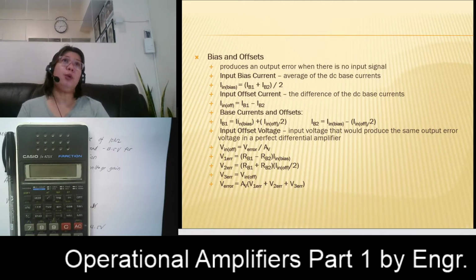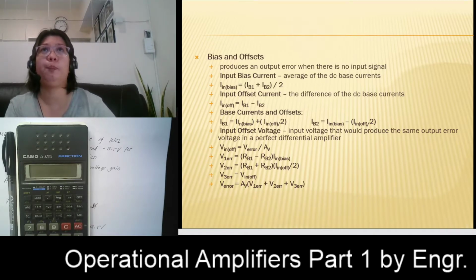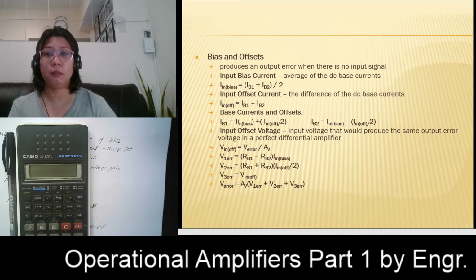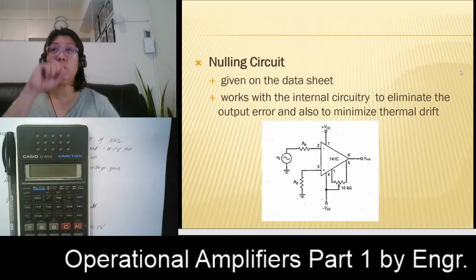Now, if we are going to make use of the open loop voltage gain, imagine 100,000, even though you have a very, very small error voltage, if you multiply that by 100,000, we can have a very, very large amount of error voltage. That's why we do not usually make use of the open loop voltage gain. So later, we will be discussing what we are going to do to lower that very, very high open loop voltage gain.